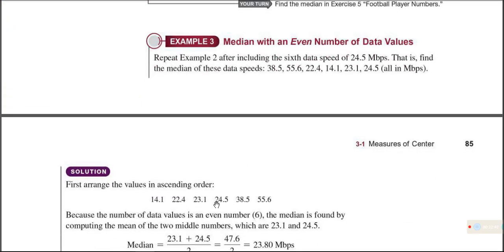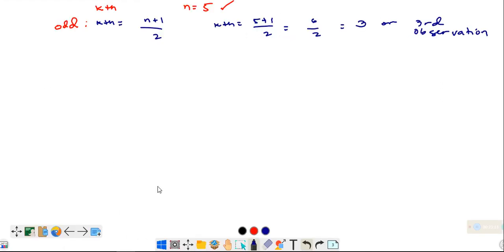Ngayon, paano kung meron kang even number of observation? Meron kang 1, 2, 3, 4, 5, 6. Take note, ito ay sorted na ha. Mula dito, 38.5, 55.6, 22.4, 14.1, 23.1, and 24.5 na napakagulo pa, hindi pa siya magkakasunod, inayos siya ng ganito, ascending. Mula mababa, pataas. Paano kung meron kang even?